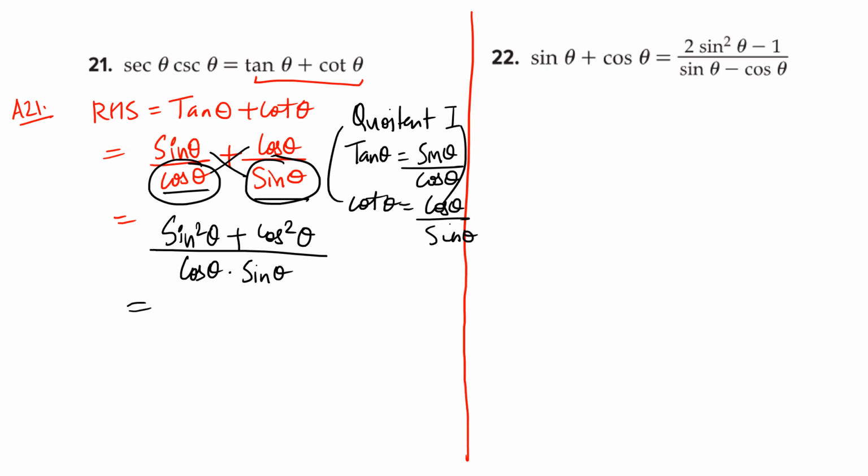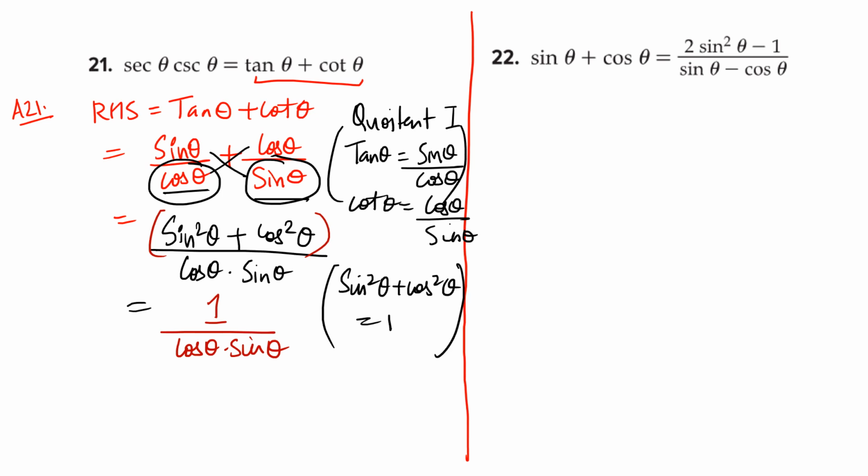Now I'm quite sure that you're able to make out that we can apply the Pythagorean identity in the numerator, and it reduces to 1. So 1 over cos theta multiplied by sine theta. Let's mention the Pythagorean identity that we use: sine square plus cos square equal to 1. This is important. Every time you need to mention which identity you are using.